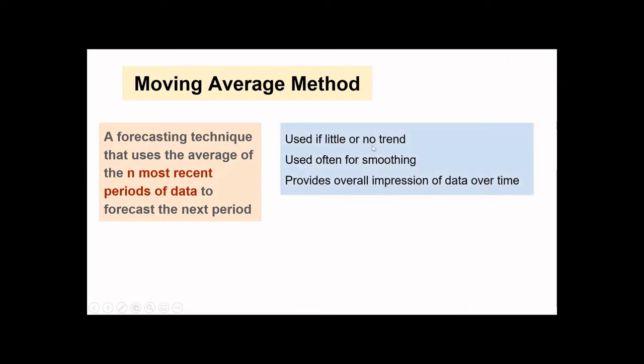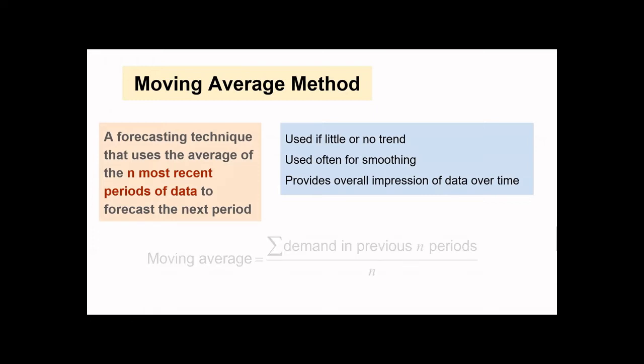You can only use it if there is little or no trend. Often it is for smoothing purposes, meaning you allow continuity in the data. It provides an overall impression of data over time. It will just show a series, that's why it's called a time series. But the method is, you don't use only the previous data, you predict using some previous data, and it depends on how accurate you want it to be.